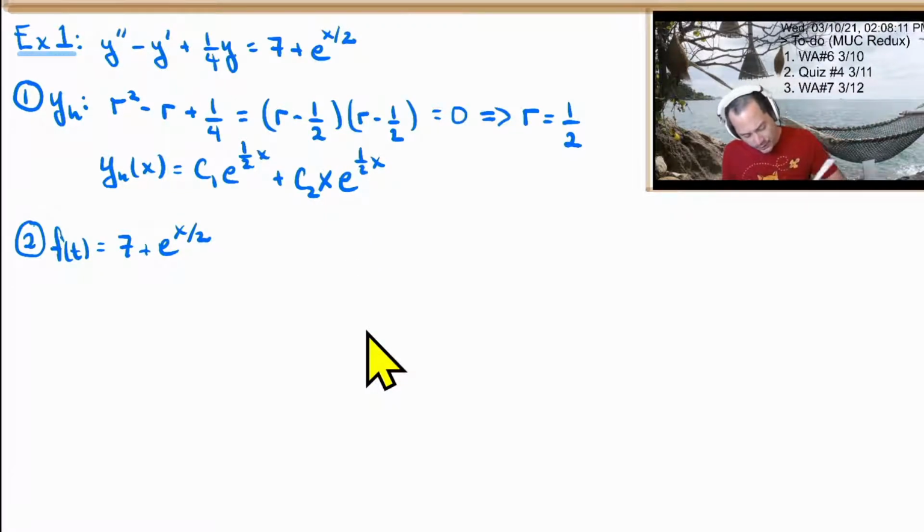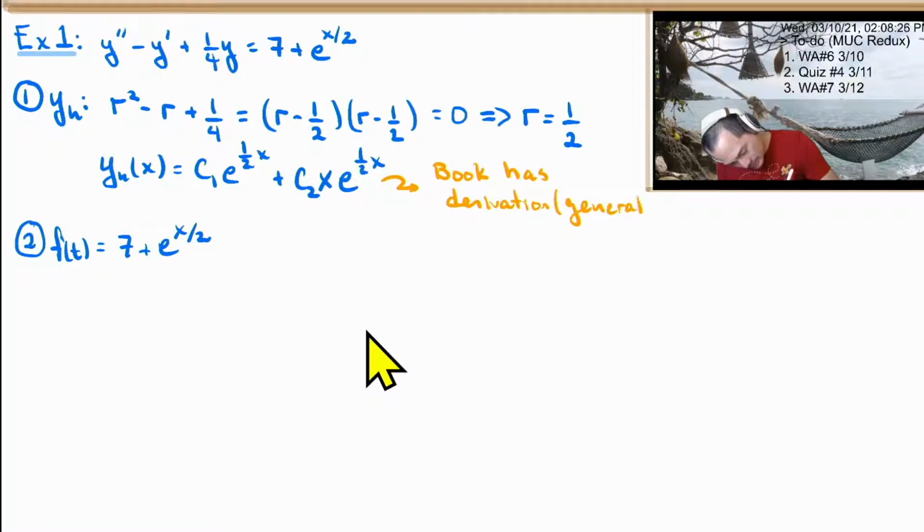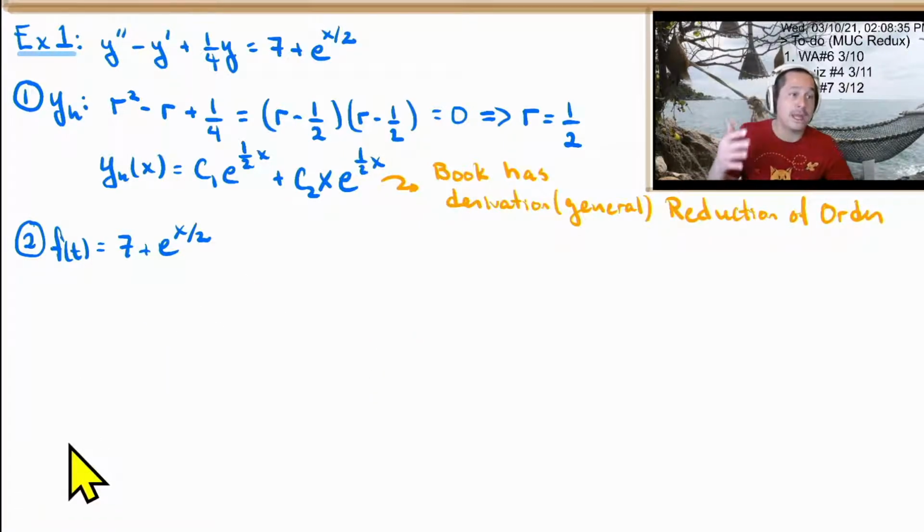And to make the second solution linearly independent from the first, we multiply through by x. Okay, so for those that are feeling more comfortable, I'll refer you to the book, and it has a derivation, and by derivation I mean that it's a general result, and it's called reduction of order. The idea with this, right now we need to know that we're just going to multiply the second solution by the independent variable to make it linearly independent from the first solution, if we have repeated roots.